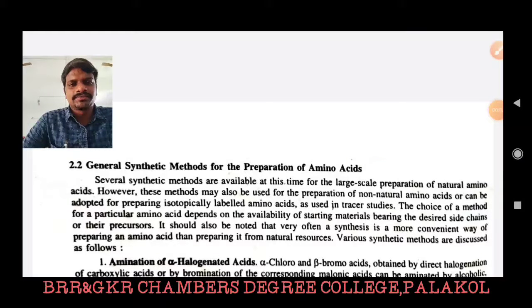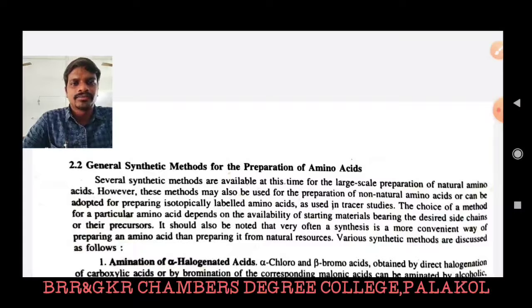In the last session, we discussed the introduction and classification of amino acids. Now, in this session and in the next session also, we are discussing the preparation of alpha amino acids.